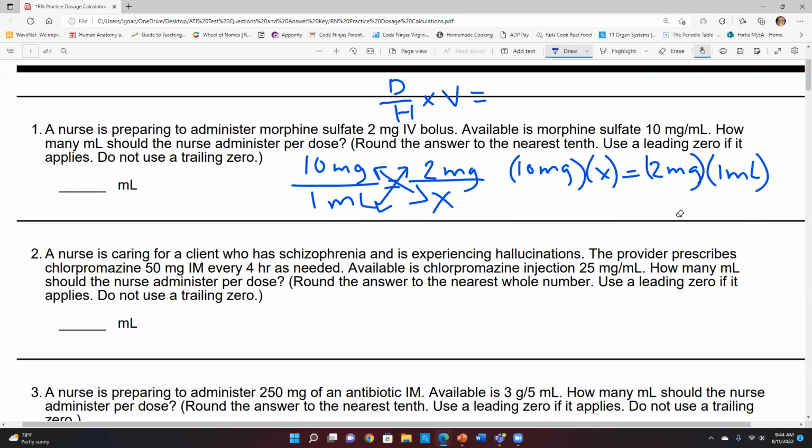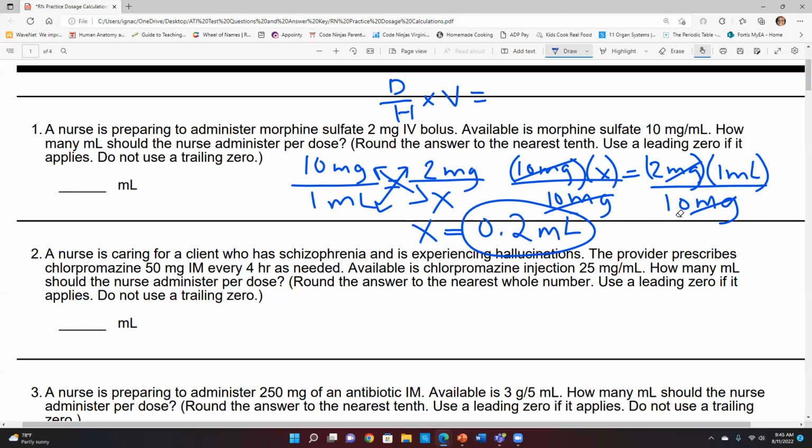We want X to be by itself. So we will divide both sides by 10 milligrams because what you do on one side, you have to do on the other side. And I prefer this method because my milligrams will cancel and I'm only left with mLs. And once I do the calculation, I know that X is going to be equal to 0.2 mLs, and that is the answer. And again, I double check because it says round to the nearest tenth, and that's what I have done.